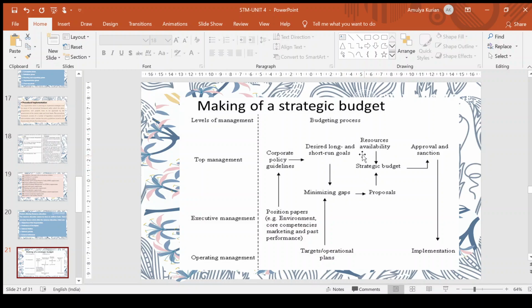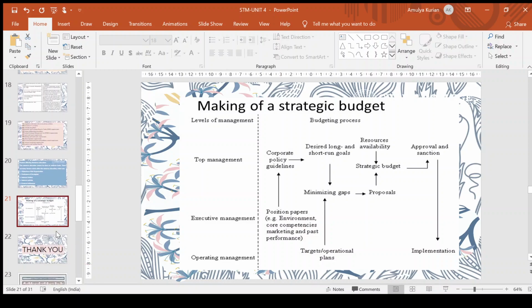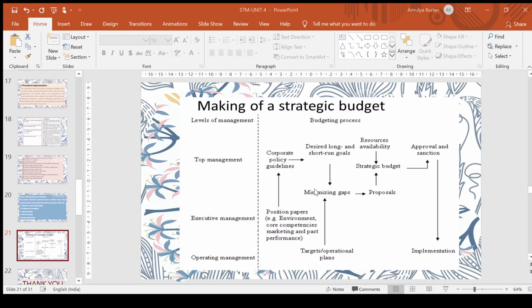And there is another factor which will be playing a vital role, that is the resource availability. Once the budget is formed, it will be approved and then it will be implemented. So these are the steps involved in strategic budget.